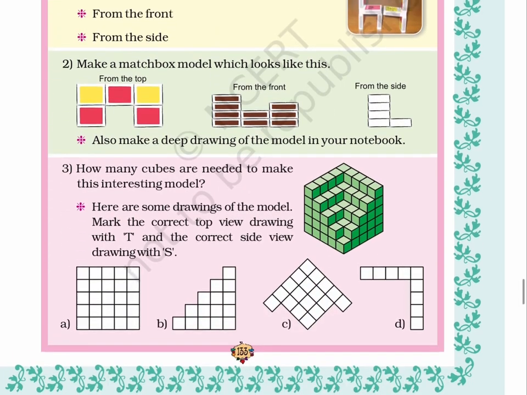3. How many cubes are needed to make this interesting model? To the side of the question we see a very interesting model made of cubes. It's like a staircase going to two different directions, upwards. Here are some drawings of the model. Mark the correct top view drawing with T and the correct side view drawing with S. 4 options A, B, C and D are given.